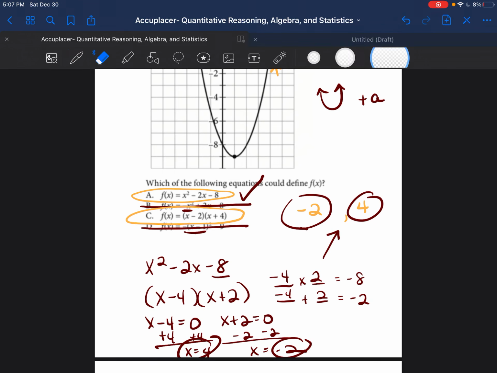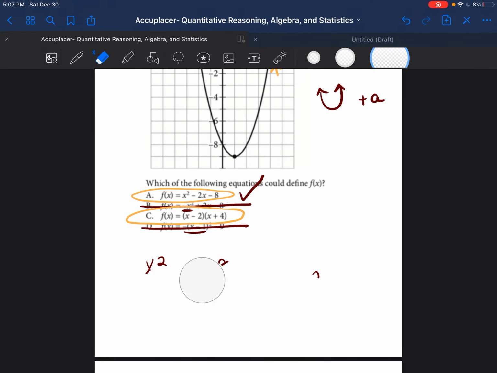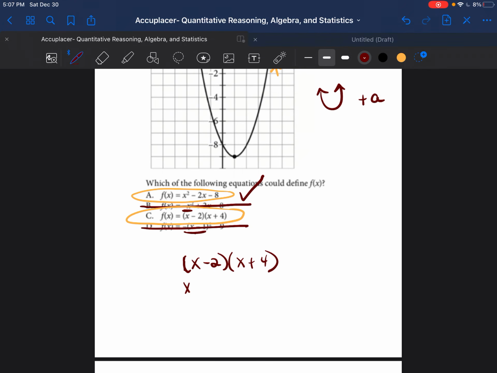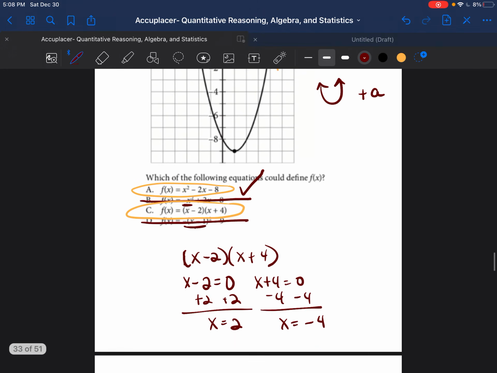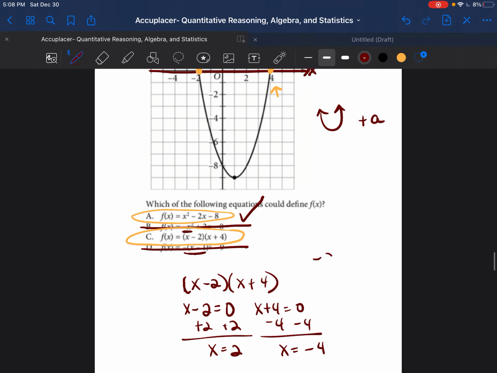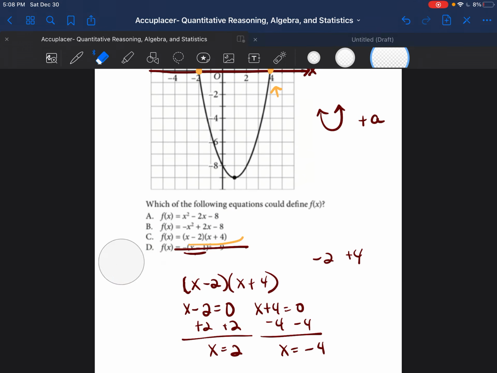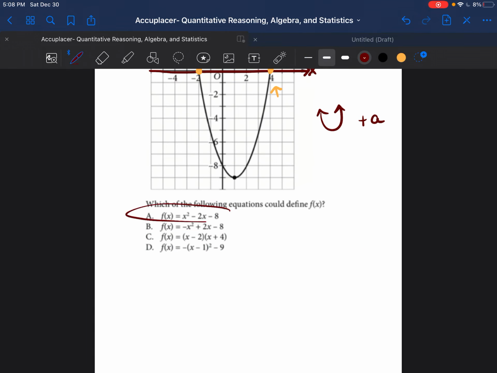Let's check out the second equation to see if by any chance that one satisfies it too. If it does, oh no, we have a problem. So we have (x - 2)(x + 4). We set them both equal to 0 because they're already factored. We add 2 to both sides: x is equal to positive 2. And x is equal to negative 4. Nope, because we need negative 2 and positive 4. So that is not the answer. So our answer is going to be A.